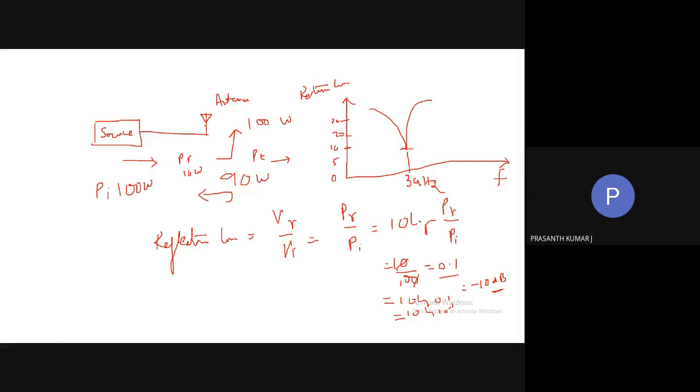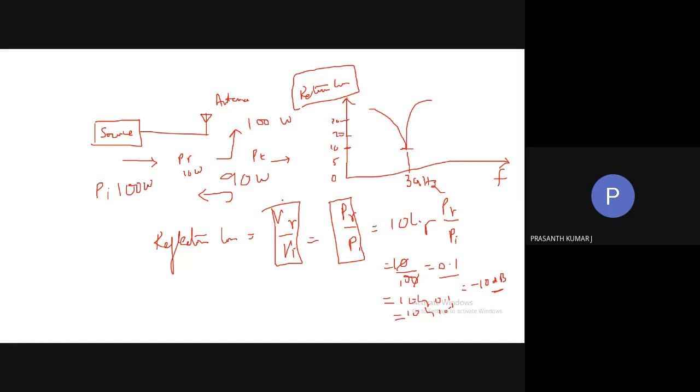So the antenna at 3 gigahertz transmits 90 watts of power. By what are we calculating the efficiency of the antenna? We are calculating it through this return loss or reflection coefficient. So this is one of the practical applications of reflection coefficient. In antennas we call it return loss. This is one of the important parameters.